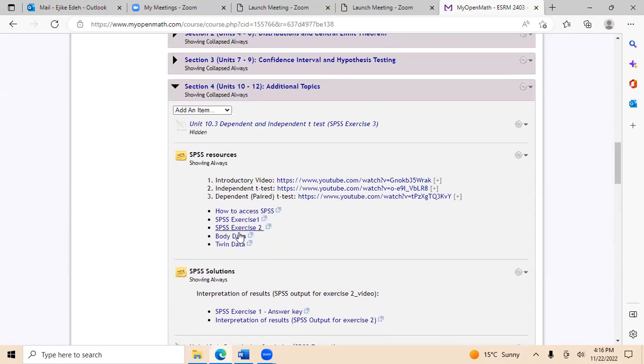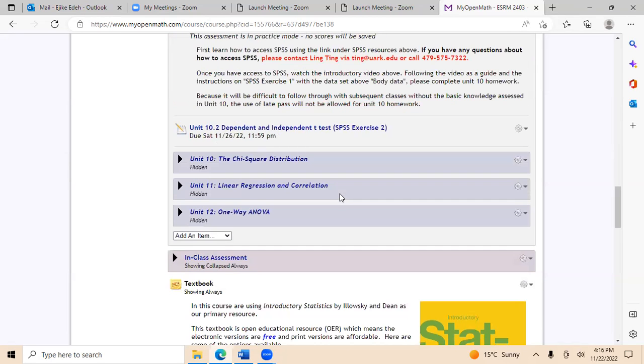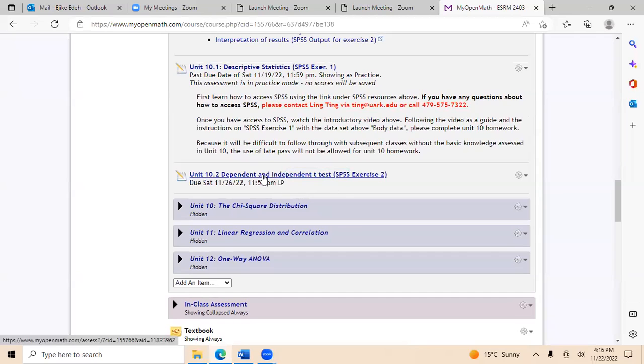Okay, and then exercise 2 is SPSS exercise 2 here. To know how to execute this, you need to have watched the second and the third video on independent and dependent t-test. Okay, and after watching this video, using the instruction exercise 2, you will be able to complete the homework assignment for exercise 2 over here. And it's just uploading the output for your data. And that output will look like what I'm going to be explaining today.